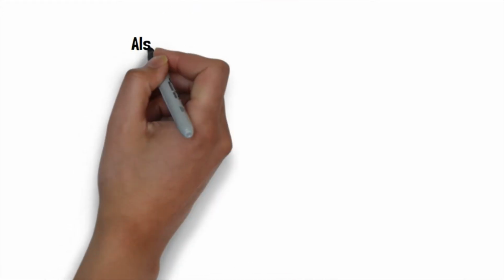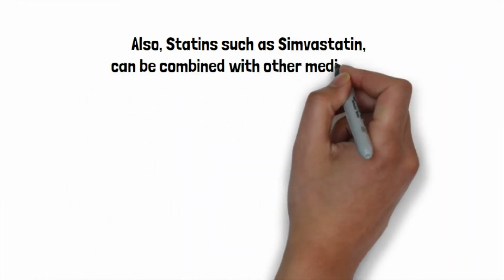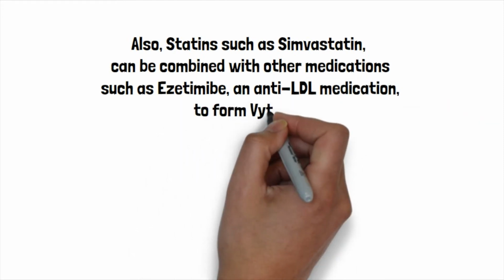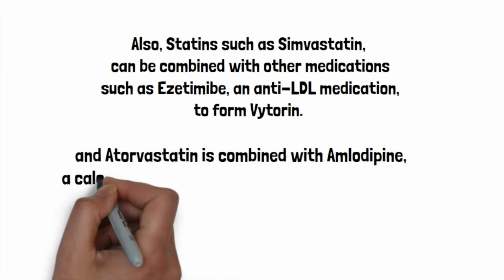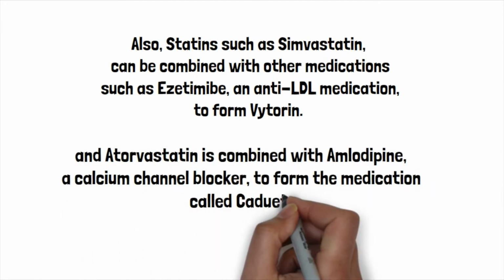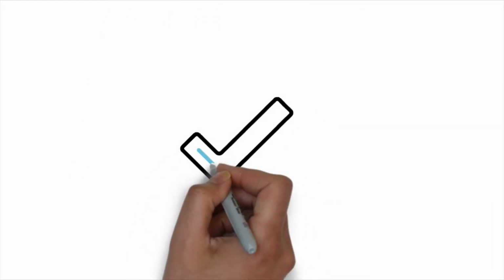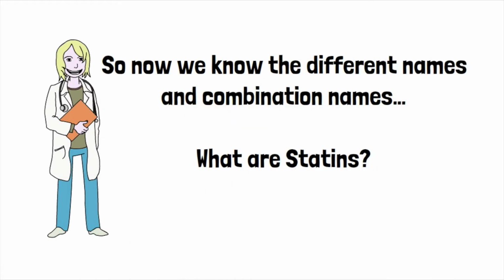Also, statins such as simvastatin can be combined with other medications such as ezetimibe, an anti-LDL medication, which I will describe later in this video, to form Vytorin. And atorvastatin is combined with amlodipine, a calcium channel blocker used to treat high blood pressure, to form Caduet. If the medication has the word statin on the end of it, then it's a statin. Check. So now that we know the different names and combination names, what are statins?